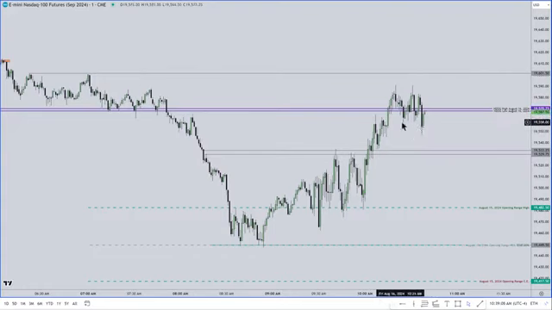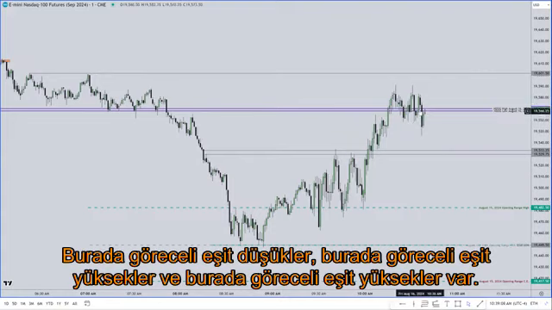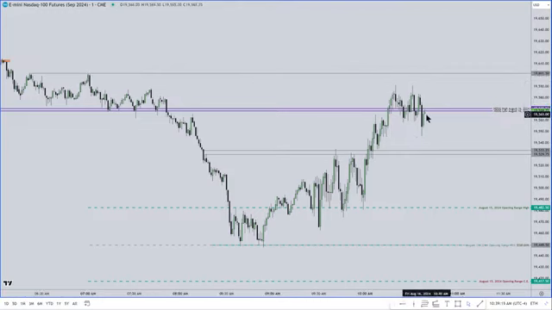Now we have this. We have relative equal lows taken here. Relative equal highs here. And relative equal highs here. Where is it jagged? Here. What are we trading into now?